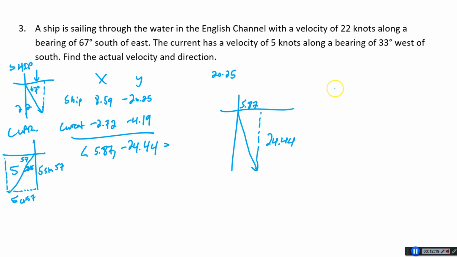Okay. So they want magnitude and direction. So the magnitude of our resultant is going to be the square root of 5.87 squared plus 24.44 squared. And that gives us a velocity of 25.14. Knots, I guess.